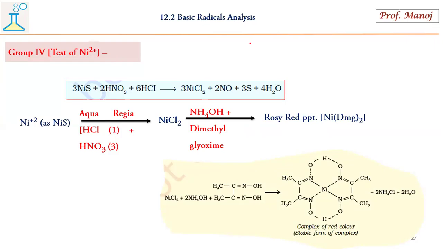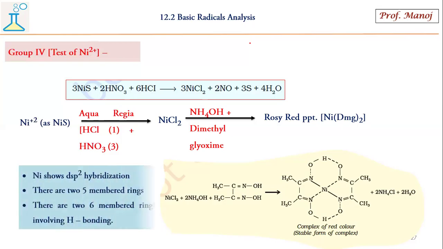Some points which have been asked earlier in PYQ. Nickel forms here a square planar complex. If I just mark it, you will see the square planar here. Look, this is the square planar of nickel. So it is a dsp2 hybridization.